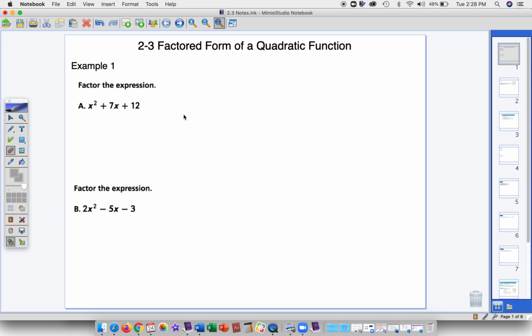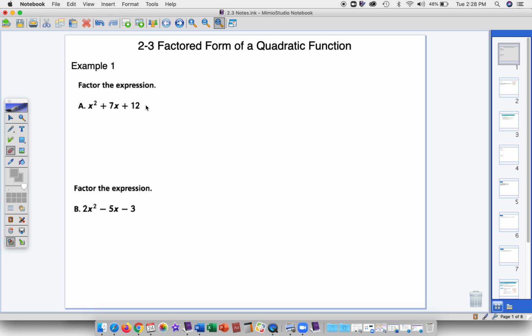Hello and welcome to Lesson 2-3 on the factored form of a quadratic function. We're going to start right off with example 1, where we're factoring a trinomial. A trinomial is an expression with 3 terms.